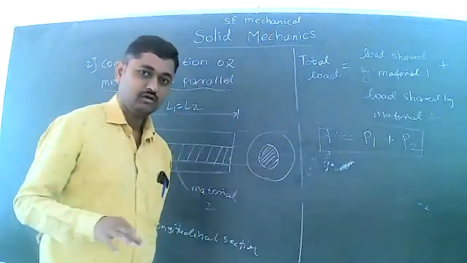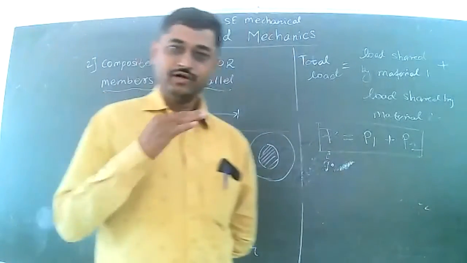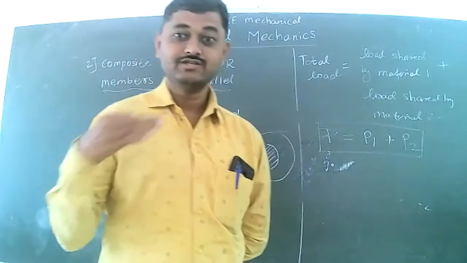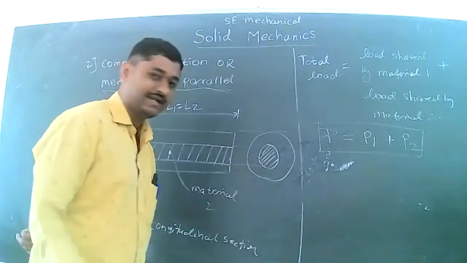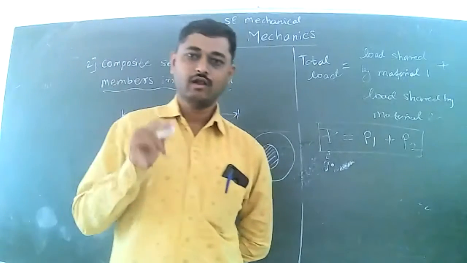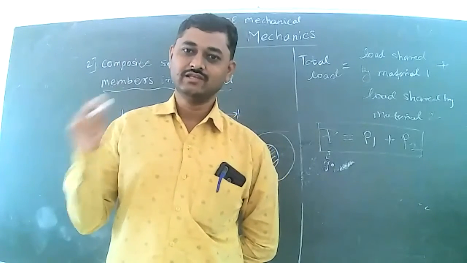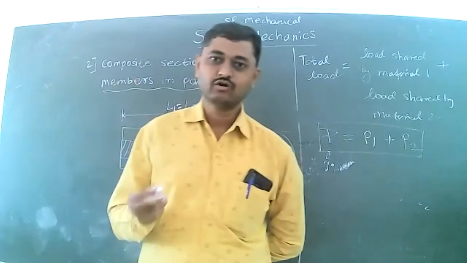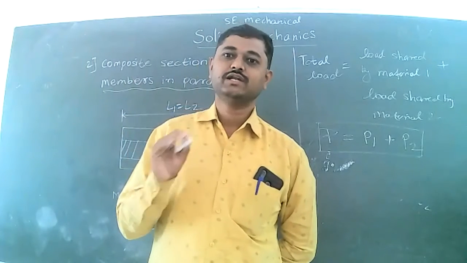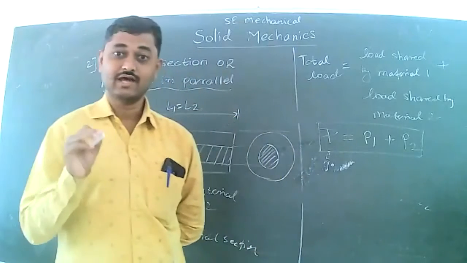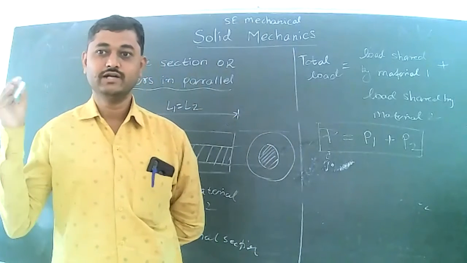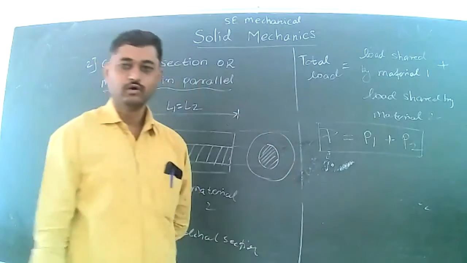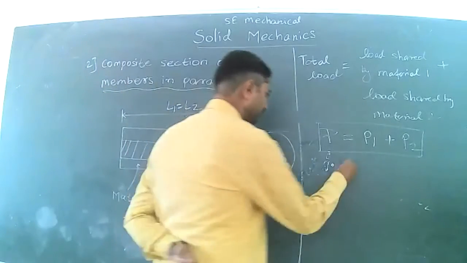For members in parallel, deformation is the same for both the materials. For a compound section, how to find deformation? By taking the algebraic sum of individual members, that is delta L is equal to delta L1 plus delta L2 plus delta L3 if there are three members. But for a composite section or members in parallel, deformation delta L is the same, that is delta L1 is equal to delta L2 is equal to delta L3, if there are three members.